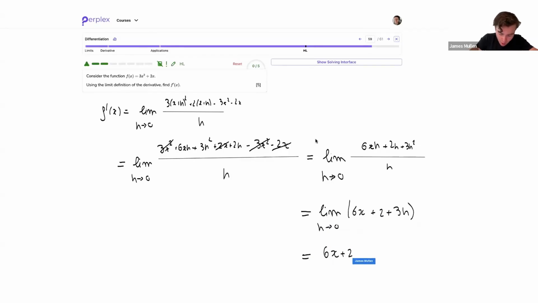Now I'm going to double check that works with what I have originally. If I take down the 2, that multiplies 3 gives me 6x, and 2x becomes 2. So this is correct, and I'm happy with my answer.